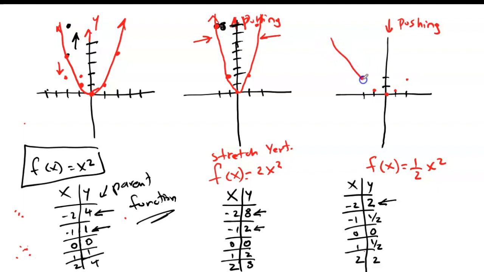If I'm going to graph that, look how much it opened compared to my parent function. So when I have a big number, it's a straight vertical stretch. When I have a fraction, it's a compression.